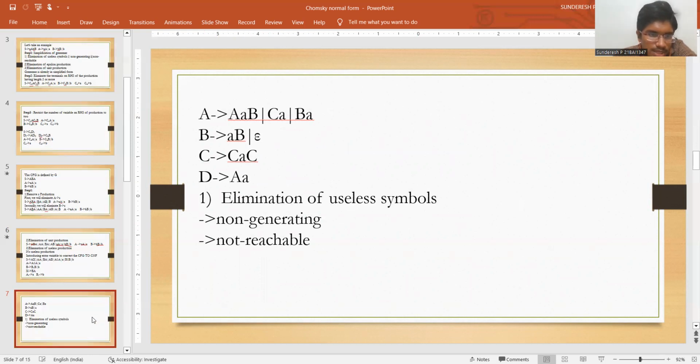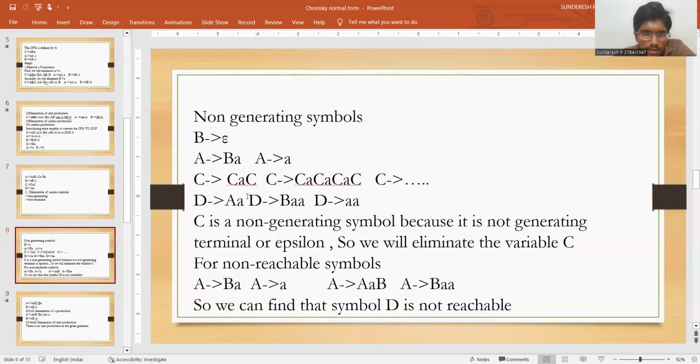Non-generating symbol is C, because it does not generate any terminal or an epsilon production. So we'll eliminate the variable C.